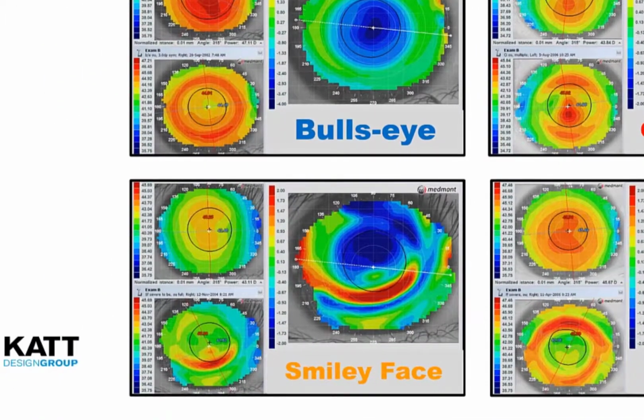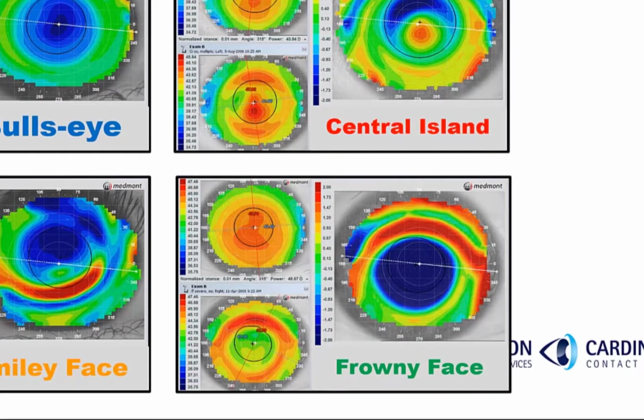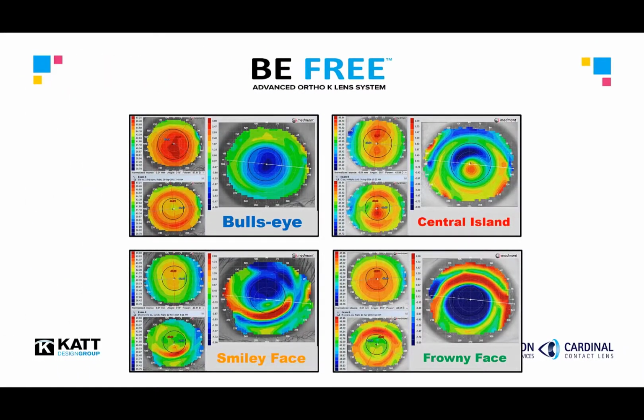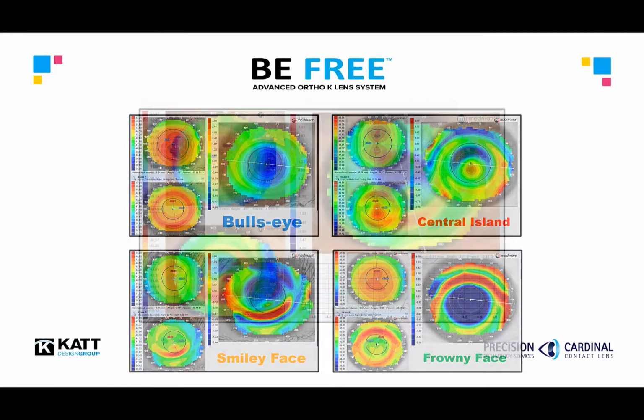The smiley face is a loose lens that rides high and requires a tighter alignment zone. And finally, the frowny face is a low-riding lens that's too tight in the alignment zone. Let's review how easy it is to resolve these responses in the Be-Free software.